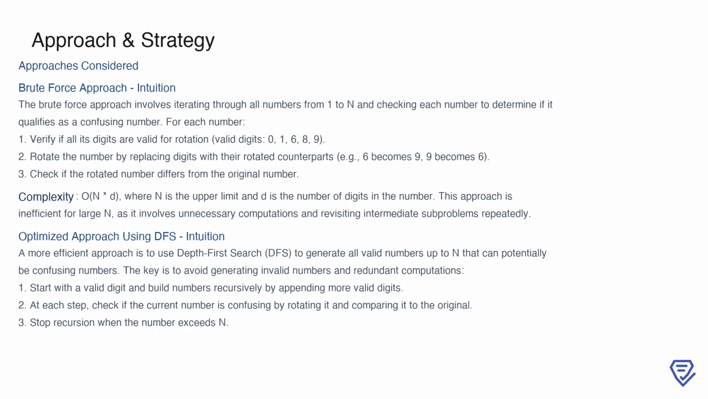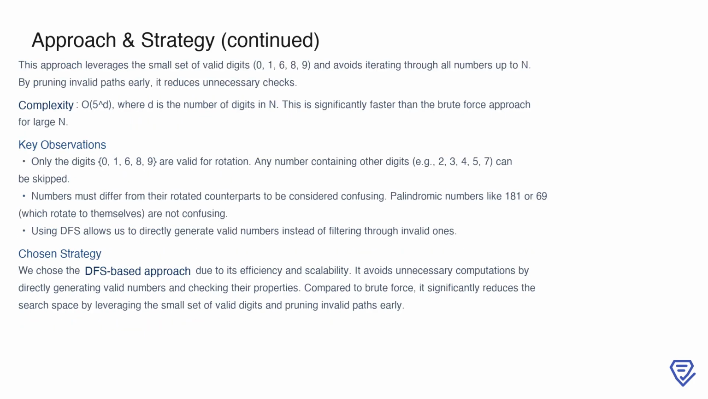This avoids processing invalid numbers entirely and significantly reduces redundant computations. The DFS-based approach improves efficiency by leveraging the small set of valid digits, 0, 1, 6, 8, and 9. Instead of iterating through every number from 1 to n, we focus only on those that can actually be confusing. By pruning invalid paths early in the recursion, we avoid unnecessary checks and computations.